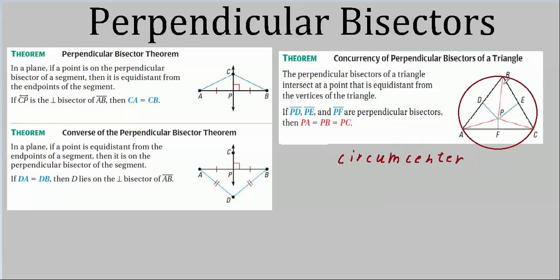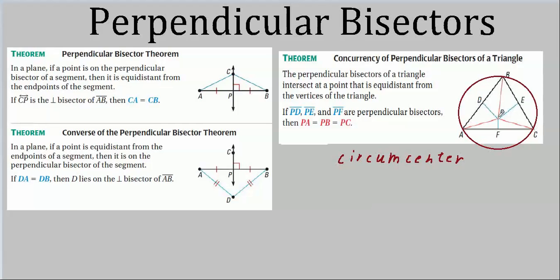If each of these points is equidistant from this point, that's pretty much the same as saying that they lie on a circle with radius equal to the distance from P to any one of these points. Why? Well, that's what a circle is. It's the set of all points which are equidistant from a given point, which is the center of the circle.